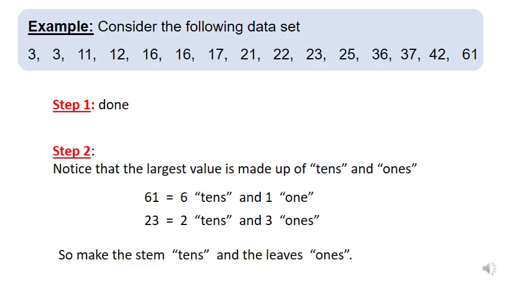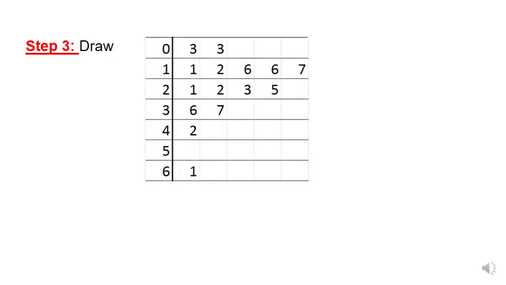So our stem is going to be making up our tens, and the leaves are going to be giving us the ones. And step 3 is just to draw your stem and leaf plot. If you do so, this is what it's going to look like.